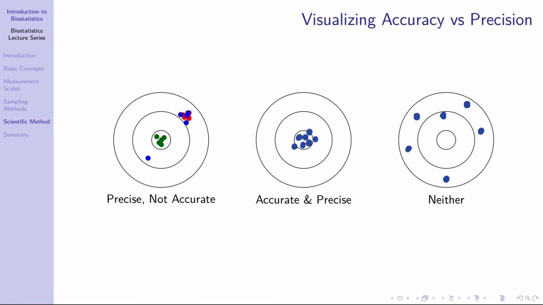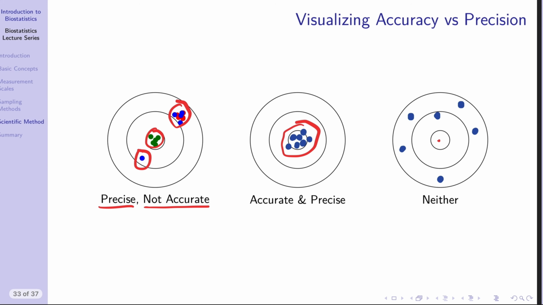For example, these are three visual representations of accuracy versus precision. Here the archer is precise, but he is not accurate, because notice that most of his shots are far away from the target. If a person is accurate and precise, his values are going to be really close to the center, and they are also going to be close to each other. And if they are neither accurate nor precise, he's going to be far away from the target, and also far away from each other. So that is what visualizes accuracy versus precision.